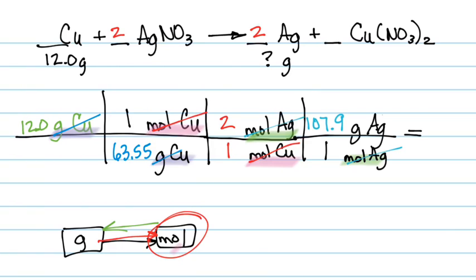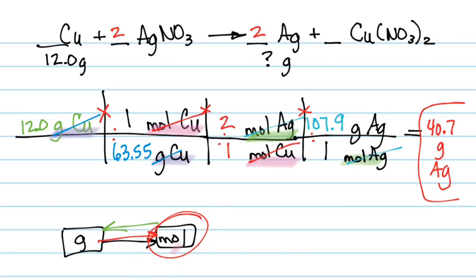And 12 times 1 times 2 times 107.9, divide by 63.55, divide by 1, and your final answer is 40.7 grams of silver. Now, I hope y'all realize you don't actually have to put into your calculator, multiply by 1 or divide by 1, because that will not change your answer. But I am showing you how the math works in the grid.